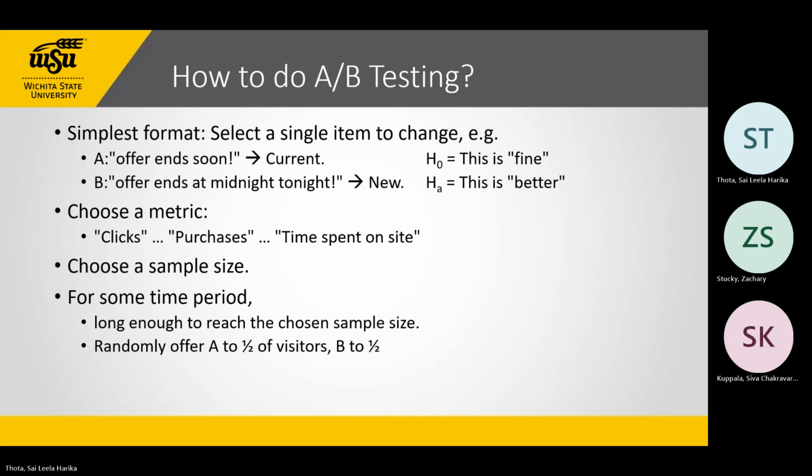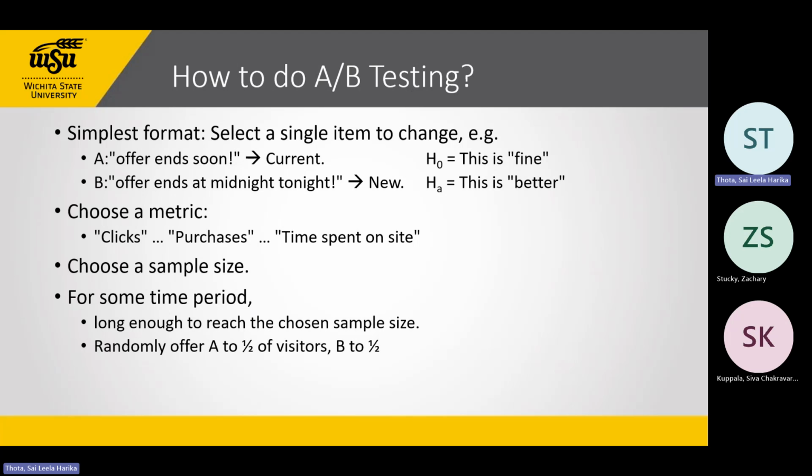So we will compare this with statistics. We consider H naught as this is fine, and HA as this is better. So how will you decide the metric? For example, once you build a model in your projects, how are you going to decide whether this model is perfect or not? Based upon some metrics, you will calculate the accuracy, precision, recall. In this case, what are the metrics? It is based upon the clicks of the user, the purchases, and the time spent on the site. So these are the metrics.